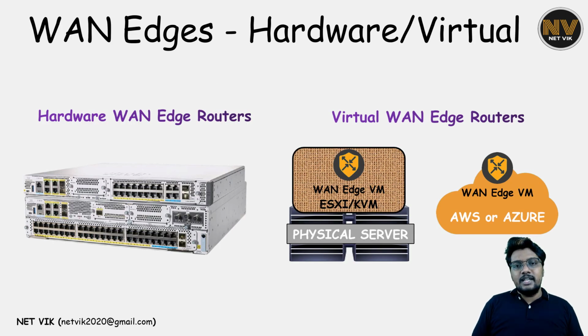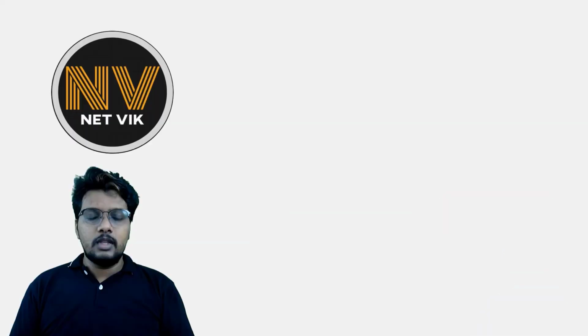As we discussed already, WAN edges can be both physical or virtual. Also note that there is a variety of Cisco hardware out there which can support SD-WAN functionality, say for instance, ISR 4K, ISR 1K, ASRs, etc.